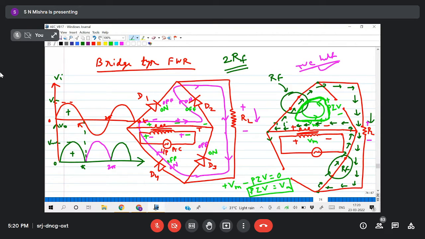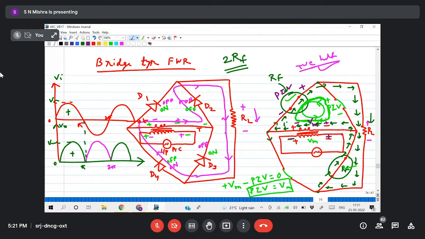Is it understood? You can also take the negative half cycle. If you take minus plus, this will be off and this will be on. You can also do that one. So the same thing will happen here. Let me take another color here. So this is plus, this is minus. So this will be plus, this will be minus. Here also VM, here I'll get PIV.